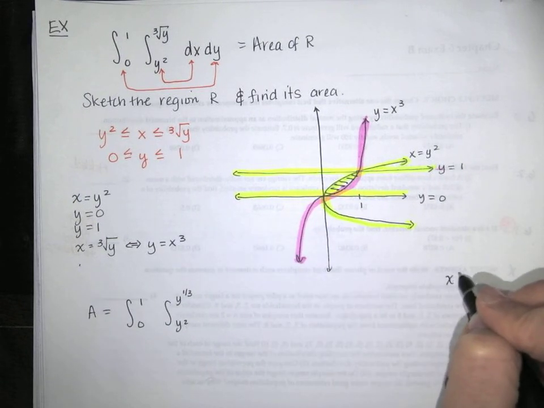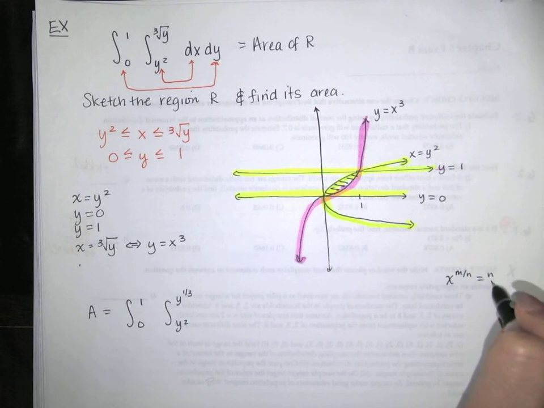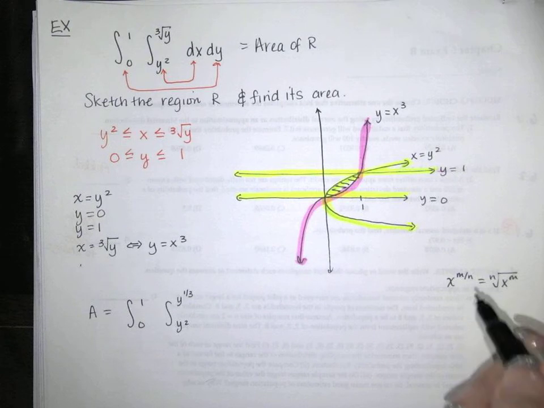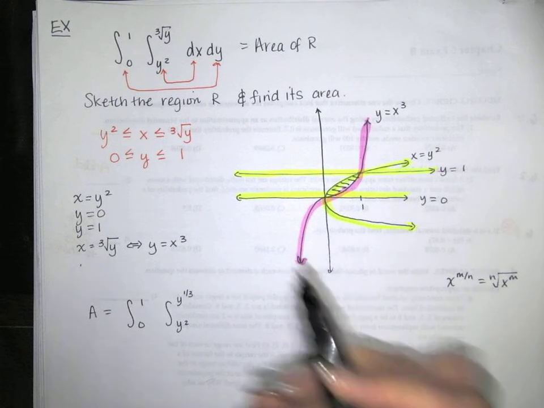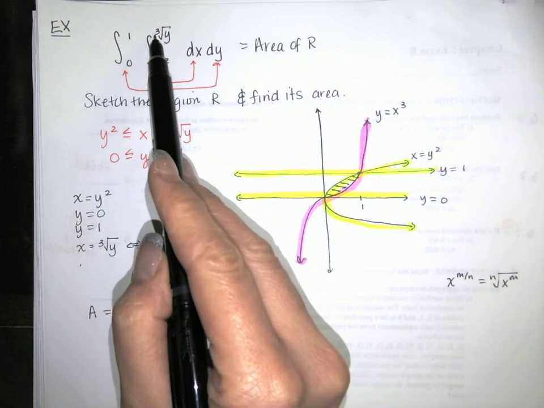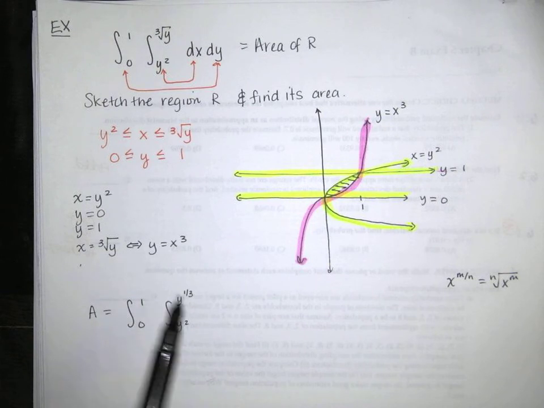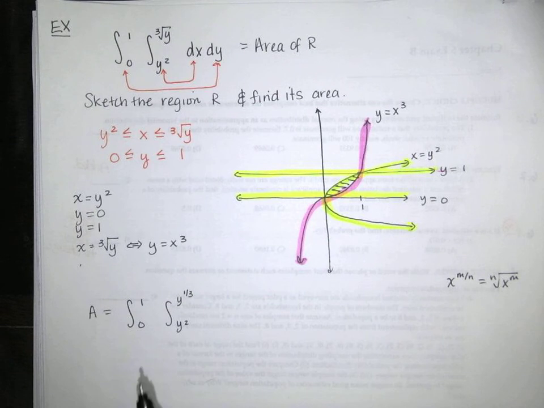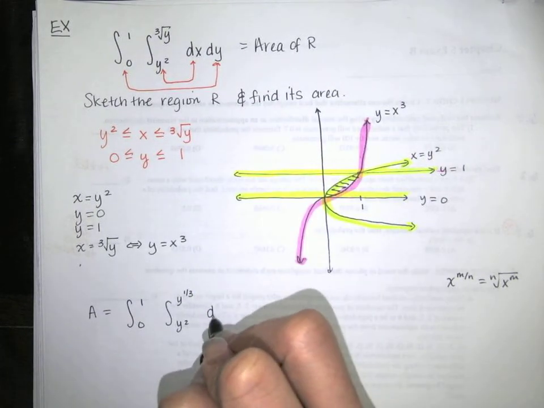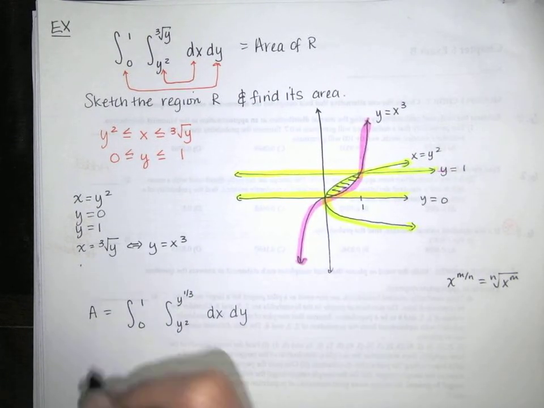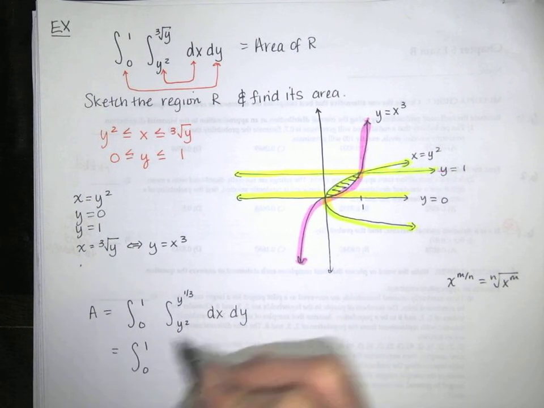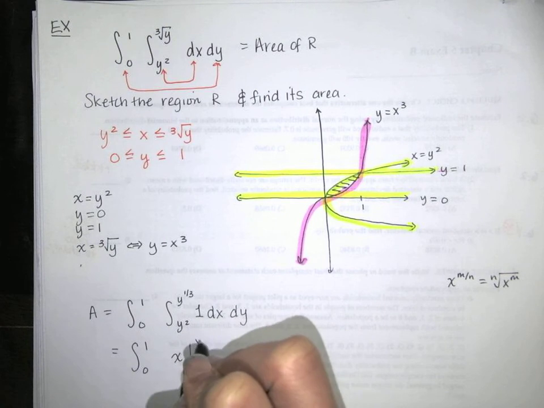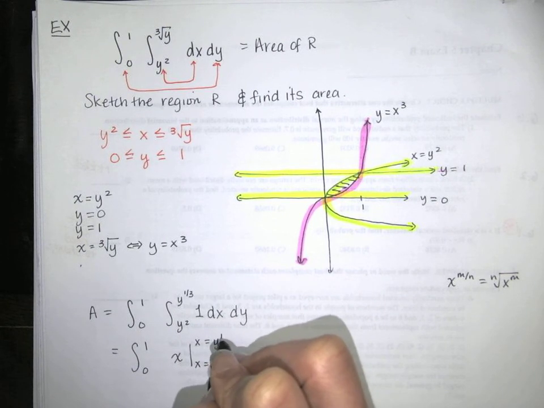Because remember, x to the m over n is the nth root of x to the m. Whatever's in the denominator, that's the index of the root. So that index is 3 here, so I've got a 3 in the denominator, and there's an implied 1 there on the y, so there's a 1 in the numerator. And we're integrating with respect to x first, and then y. The integral of 1 with respect to x is just x. And we're integrating from y squared to y to the 1/3.